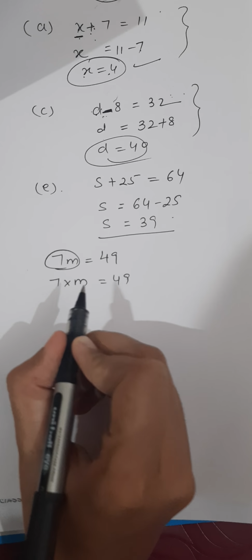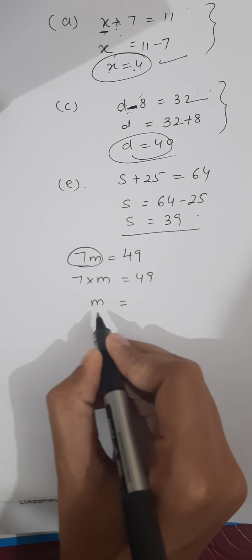This is positive but not alone. So m I'm going to keep here as it is. Here 7 is in multiply, so when I have to take 7 to the other side, it will change to divide. So 7 ones are 7, 7s are 49. So the answer of this m is going to be 7. If something is in divide, it will go to the other side in multiply. If something is in multiply, it will go to the other side in divide.